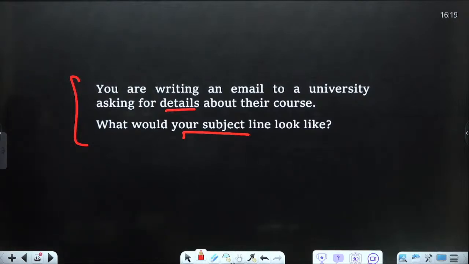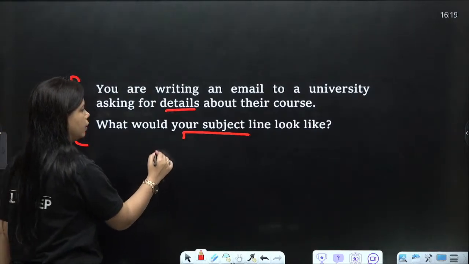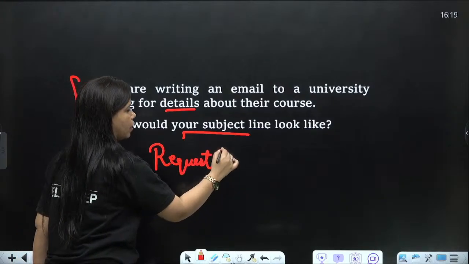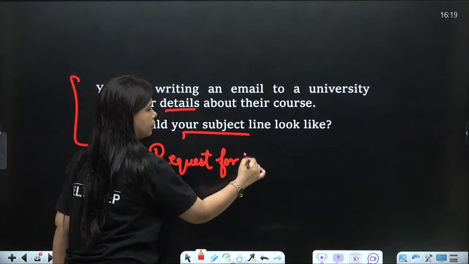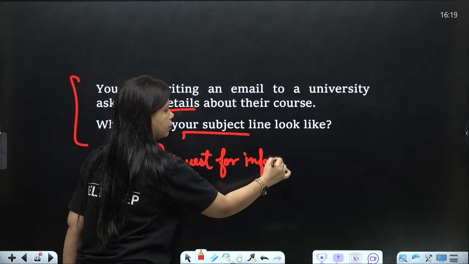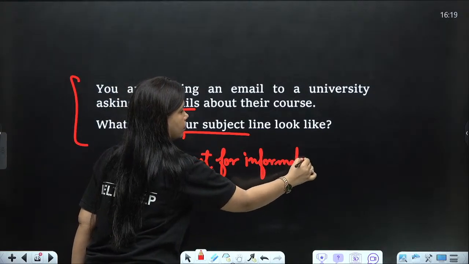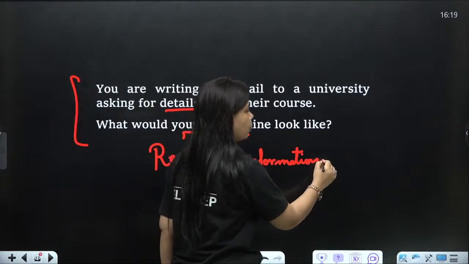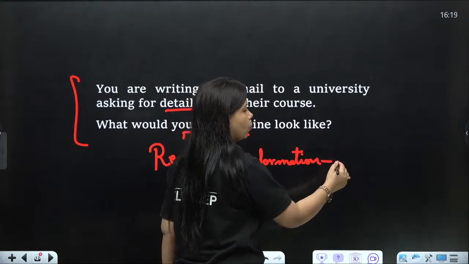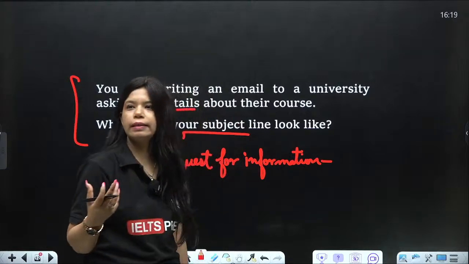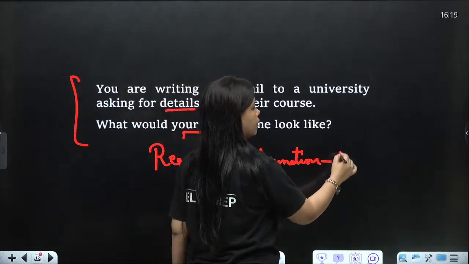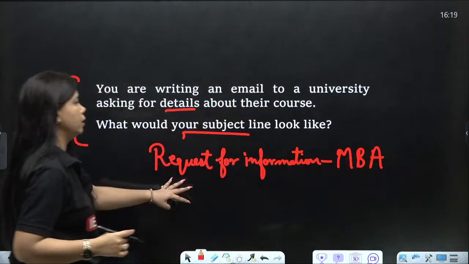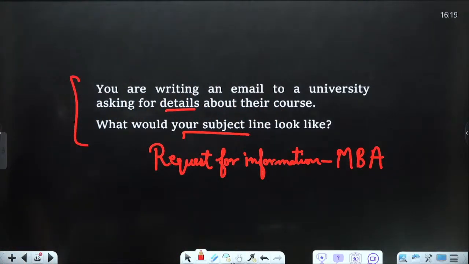Okay, let me help you. You can say something like this: request for information. After that, you can put a small hyphen, and let's imagine that the course you want details of is, let's say, MBA. So you can say MBA. This is how you need to write a crisp subject line: request for information hyphen MBA.